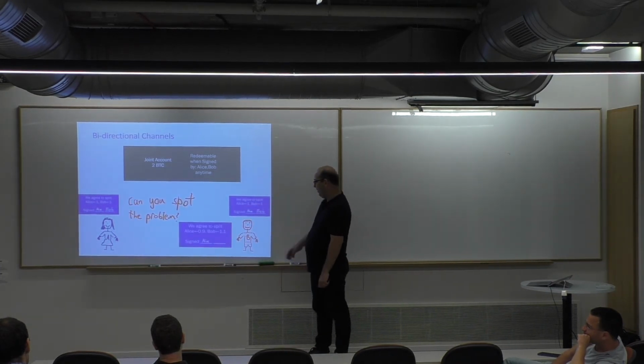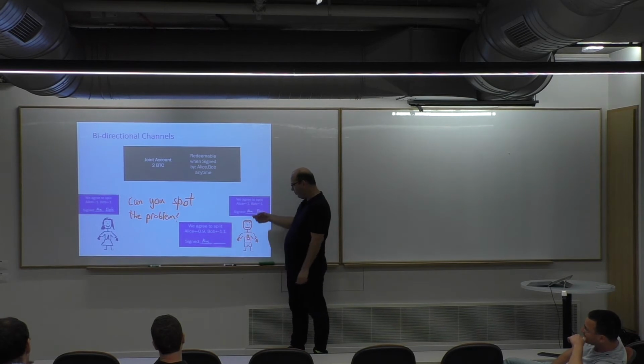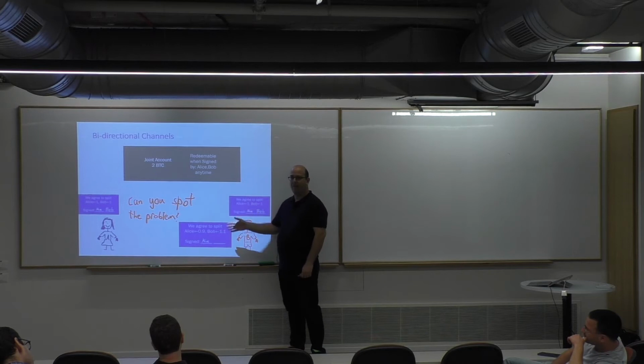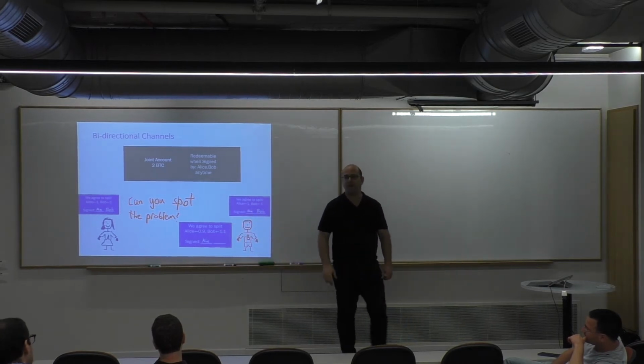And now Bob has this newer transaction. He can throw out this old one, which gives him less money. But there's still a problem here. So can you spot the problem?